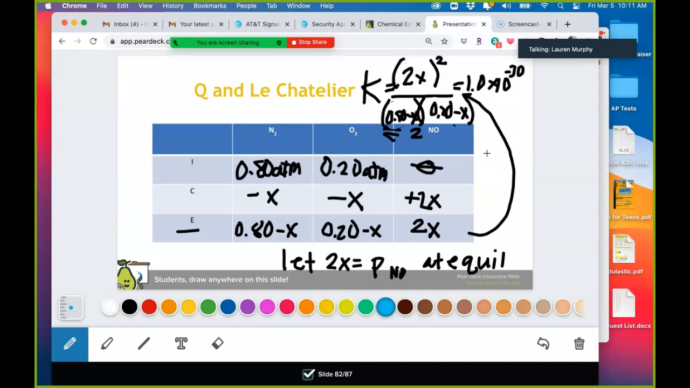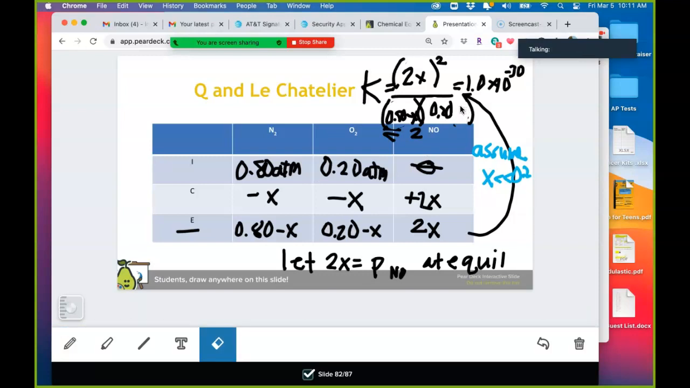So by doing what I'm about to do, I assume x is much smaller than whoever I'm subtracting from. Well, technically I'm subtracting from two things now, so pick the smaller of the numbers. If x is smaller than 0.2, it's definitely smaller than 0.8. So if x is much, much smaller than 0.2, then it's also much, much smaller than 0.8 because 0.8 is a bigger number. And that allows me to say, see you later. Because if x is really, really small, when you subtract it from that number, it doesn't change that number by all that much.